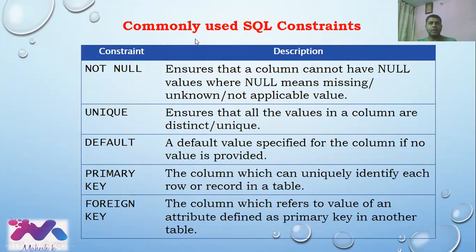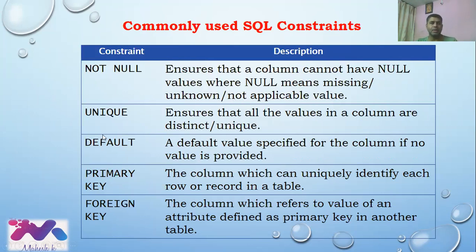Next are commonly used SQL constraints. These constraints play a very, very important role when you are entering data into the table. Not null. Not null means if a particular field is assigned as not null, you compulsorily have to enter a record under that particular column. For example, if I assign the name column as not null, then I compulsorily have to fill a value in that column. If you do not enter any value, there will be an error. So the column cannot have a null value, where null means a missing, unknown or not applicable value.